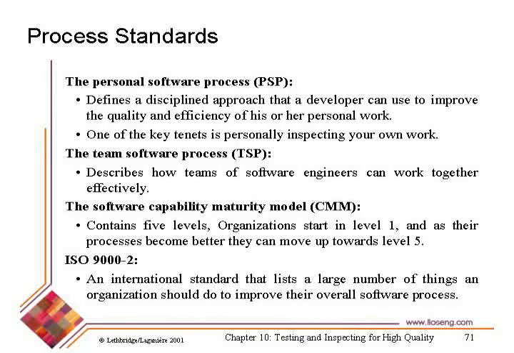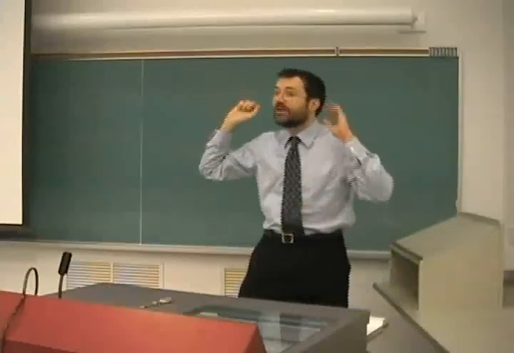TSP builds on that and is a similar concept for small teams. How do you improve the quality of work of your team? And CMM, which I mentioned briefly a while ago, is a 5-level model for an organization. Organizations by default are at level 1, which means they do software engineering in an ad hoc way. Then gradually, by adopting a series of techniques, they move up, level 2, up to level 5. Very few organizations ever reach level 5. If you do, it's great prestige.